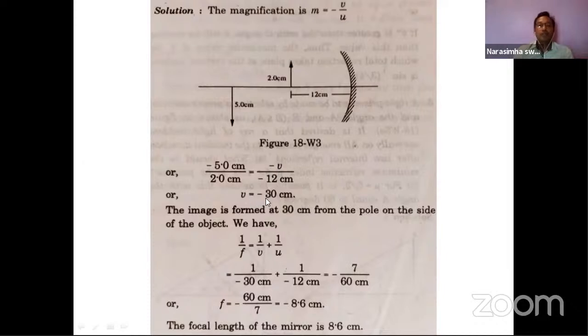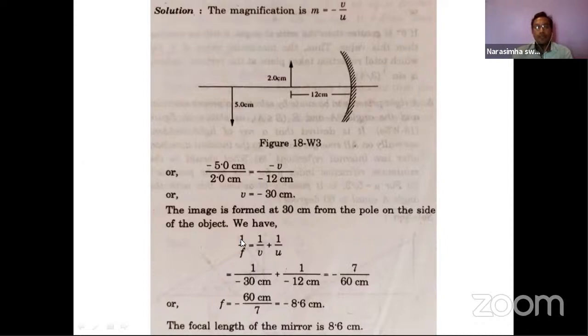V is equal to minus 30 centimeters. So the image is formed at 30 centimeters from the pole, in front of the mirror. Now what other information do we have here? We got the V distance, the image distance.